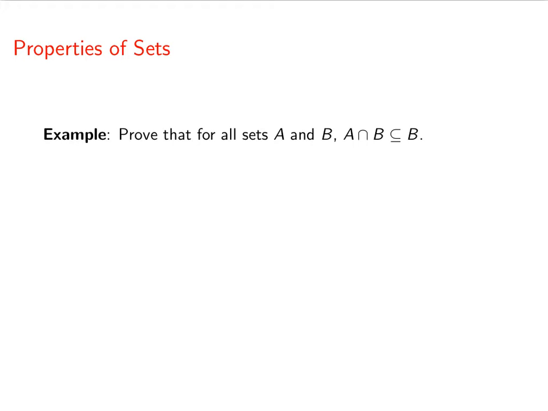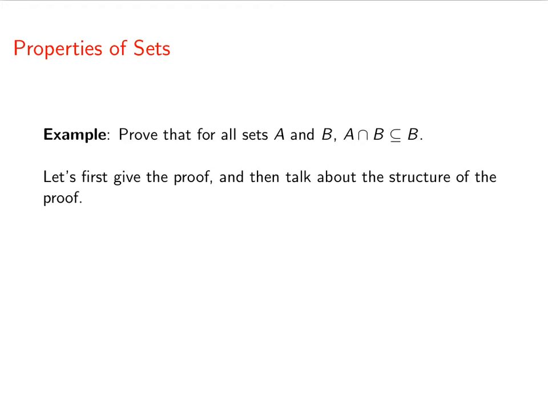Hello, discrete math fans. Let's try to prove one of those set properties I just told you about. So we'll prove that for all sets A and B, A intersect B is a subset of B. What I'd like to do is first give the proof and then discuss a little bit about the structure of the proof.